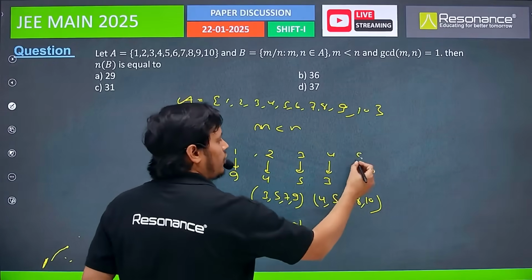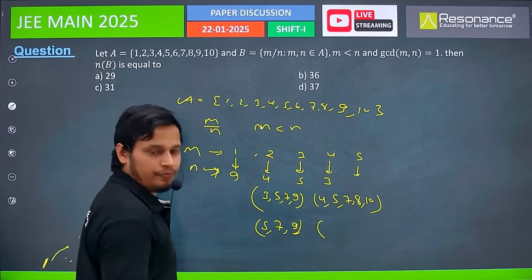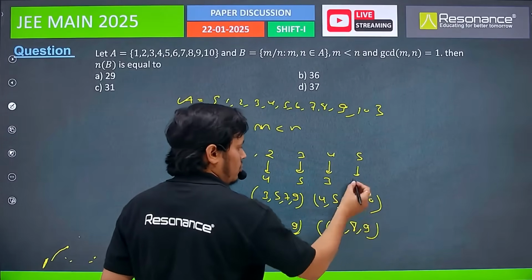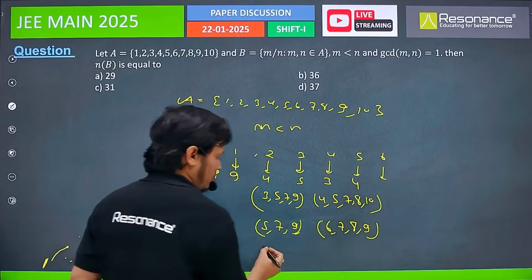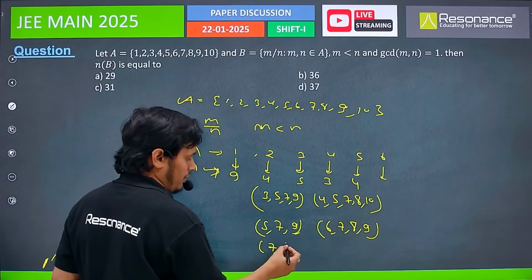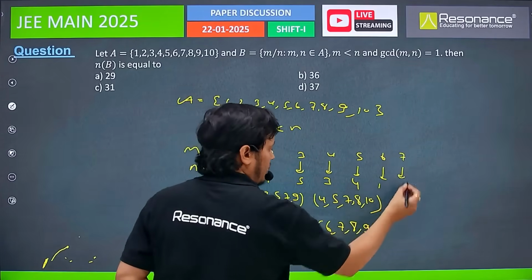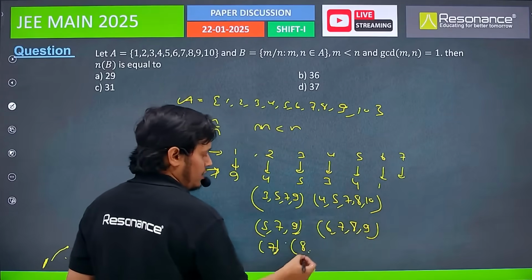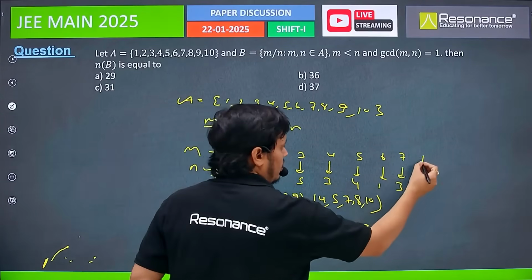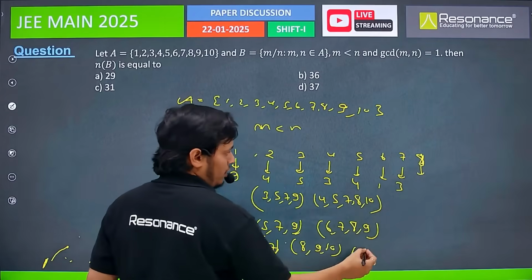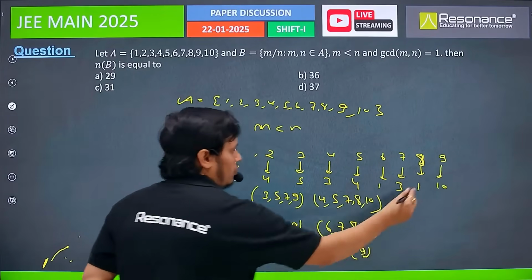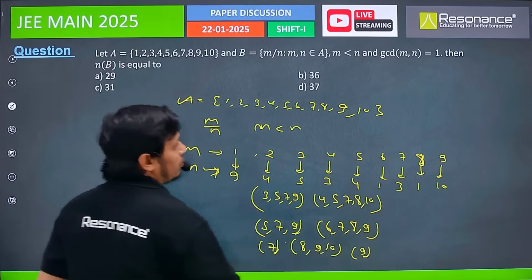So 3 cases. If it is 5, then how many cases do we have for n? It can be 6, 7, 8, 9 also possible. So 4. If it is 6, then what are the possible cases? 7; 8 will not be possible, 9 also will not be possible, 10 also will not be possible. Only 1. In case of 7, 8 is possible, 9 is also possible, 10 is also possible. Total how many ways? 3. In case of 8, then 9 is possible, 10 is not possible, 1 way. In case of 9, only 10 is possible, so there is only one way.